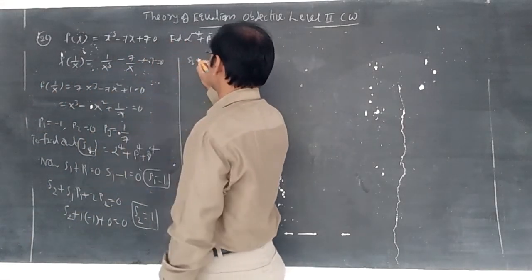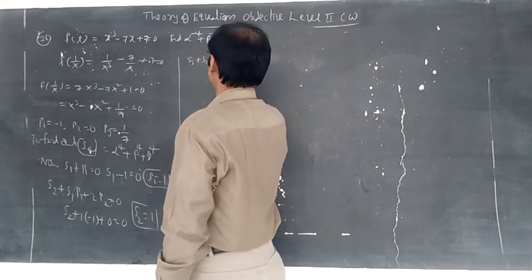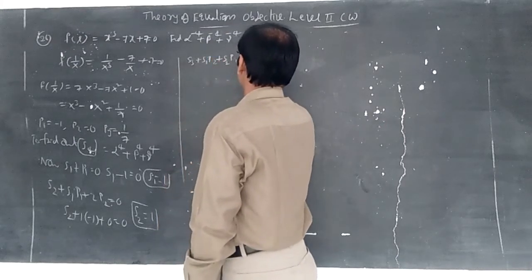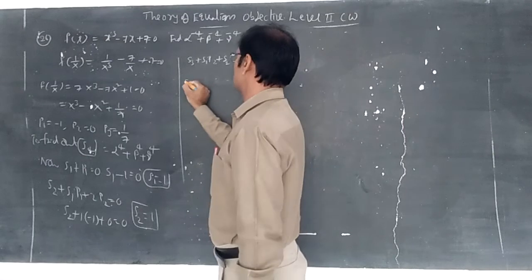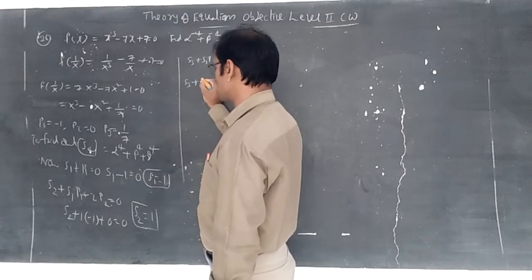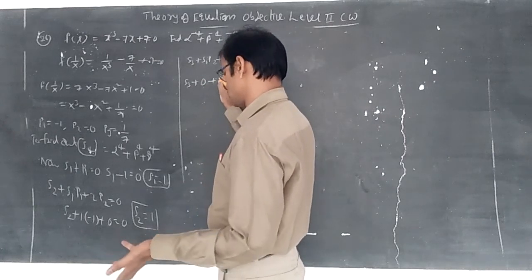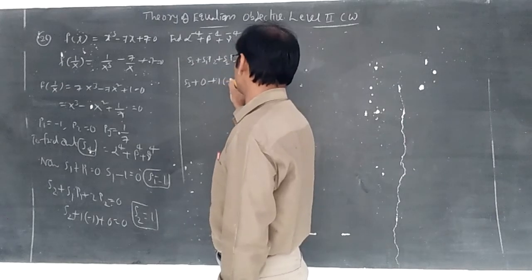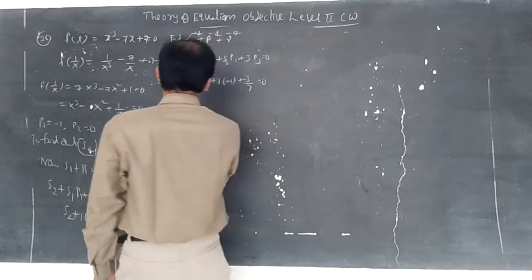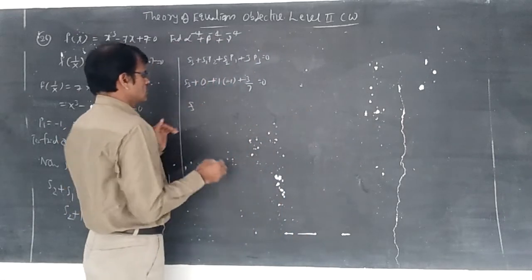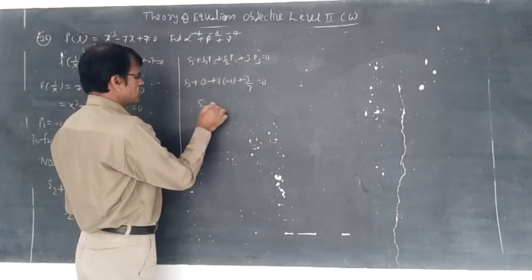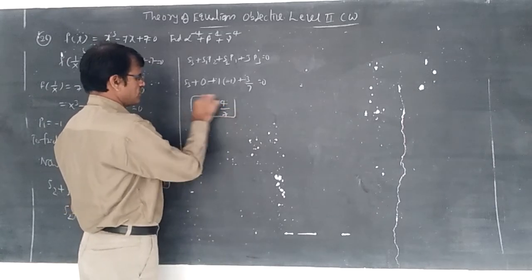Now S3 plus S1 P2 plus S2 P1 plus 3 P3 equal to 0. So S3 plus S1 into P2 becomes 0, plus S2 into P1, S2 means 1 into P1 means minus 1, plus 3 P3, so this is 3 by 7, equal to 0. So S3 minus 1 plus 3 by 7 is minus 4 by 7. So S3 equal to 4 by 7.